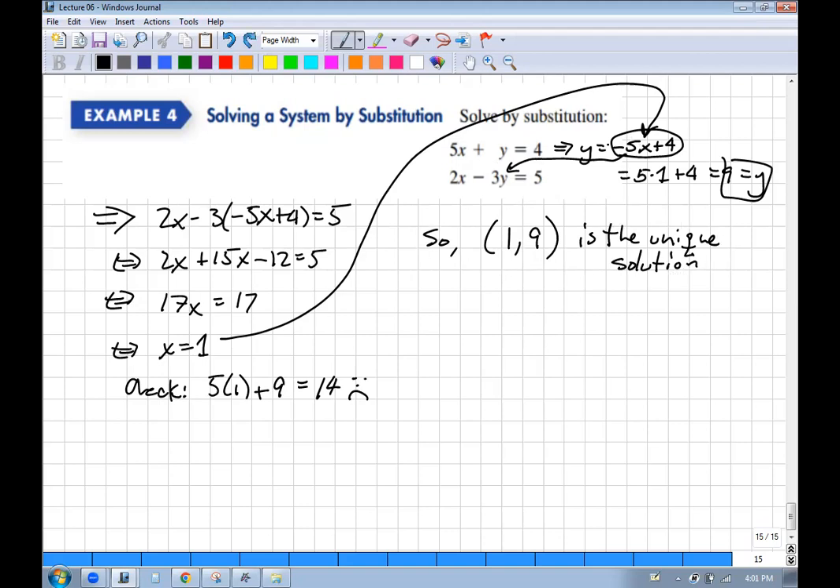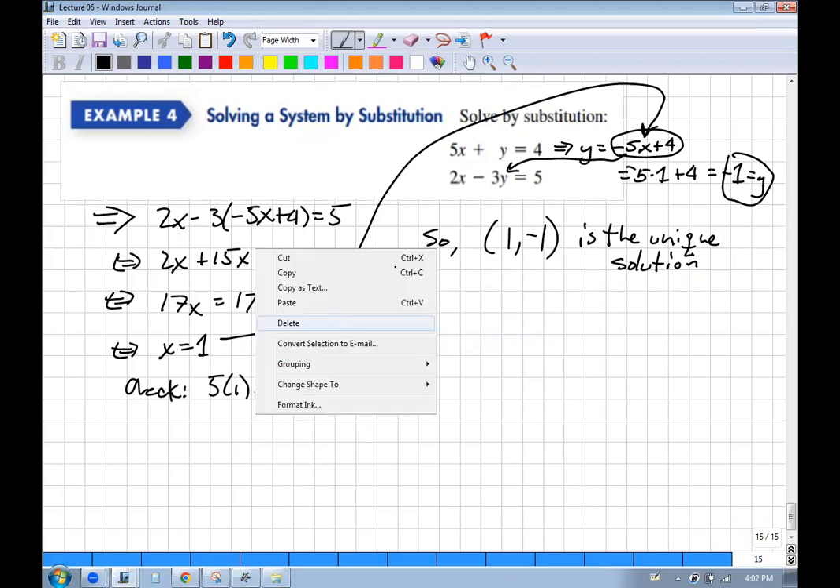If I move the 5x over, I get that. If I substitute that in, I have 2x minus 3 times a minus 5x plus 4. Multiplying this out, that gives me a positive 15, a positive 12. 2 and 15 give me 17. Adding 12 to both sides, yeah, x should be 1. And then up here, I forgot my minus 5 here. It's minus 5 times 1. Minus 5 plus 4 would be minus 1. Well, this should be a minus 1.